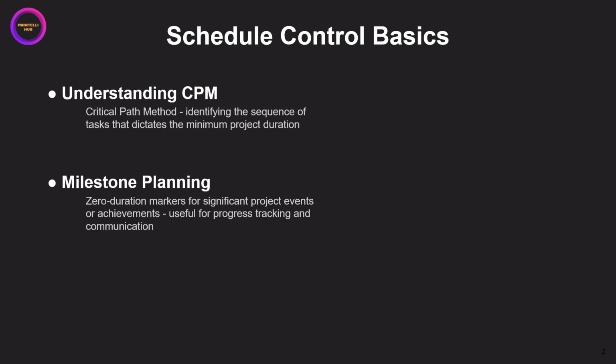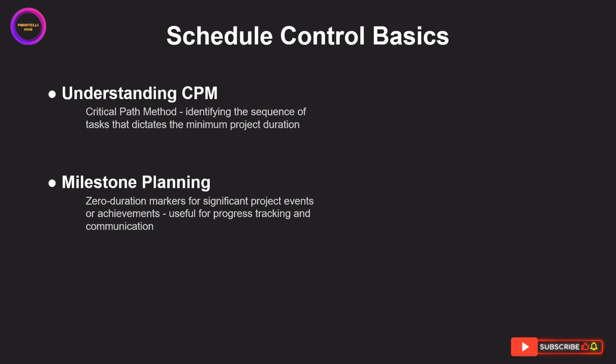Next, milestone planning. Milestones are significant events or achievements in your project, but they are unique because they have zero duration. They are essentially markers in your schedule, like the completion of a major phase, a key deliverable approval, or a final sign-off. Milestones are incredibly useful for tracking progress at a high level and for communicating key achievements to stakeholders without getting lost in the details of day-to-day tasks.